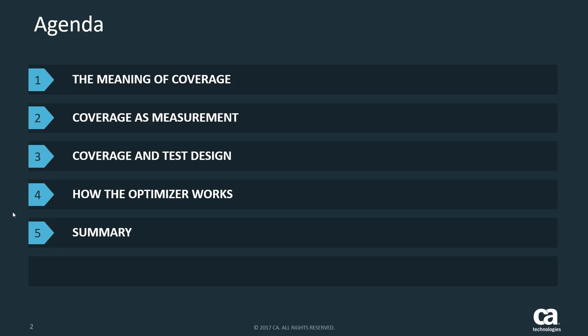So we have to understand how coverage works as a process before we can understand and take advantage of how ARD and the optimizer works. And I'll do a demonstration of the various levels of coverage on a typical model. And I'll make a summary at the end.